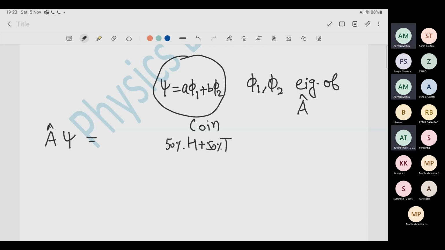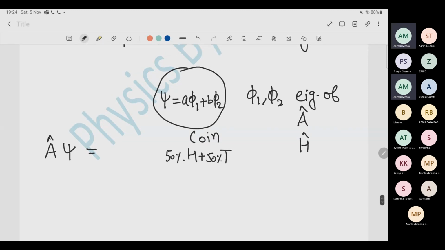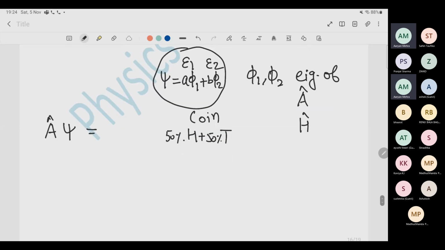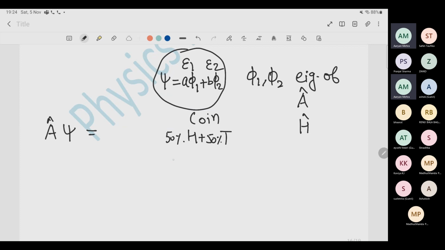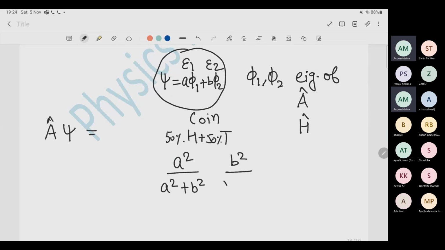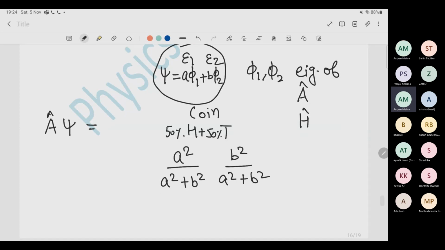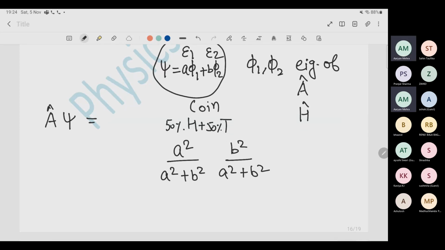Yes, sir. So if you are in such a state A phi 1 plus B phi 2, and let's say A is the energy operator, H cap. If you get phi 1, it means you get energy E1. If you get phi 2, it means you get energy E2. The probability of getting E1 is A square by A square plus B square, and the probability of getting E2 is B square by A square plus B square. Do you all remember this? This A and B only tell you about the probabilities.